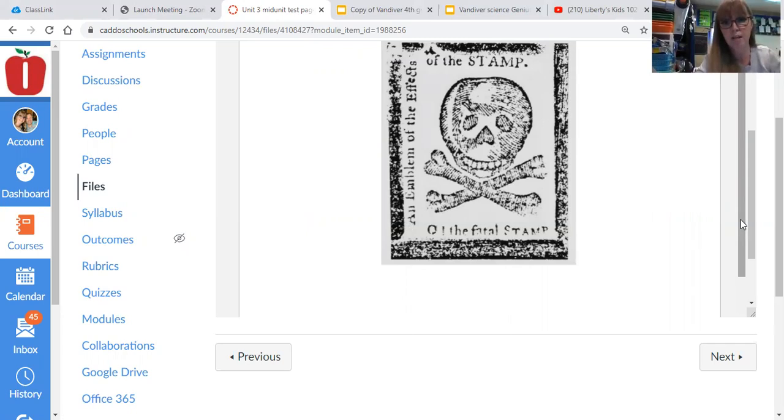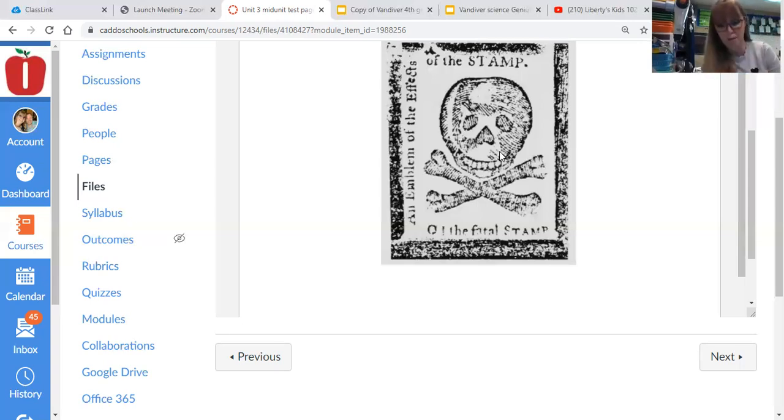Number 2 says, using source 1. So you're still using this source. What was the most likely reason the British Empire levied taxes onto the American colonies? Select 2 that apply. You have to get both of them right to get any points for this question. Okay, it's only worth 1 point.